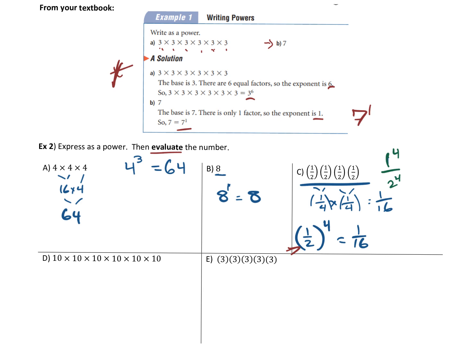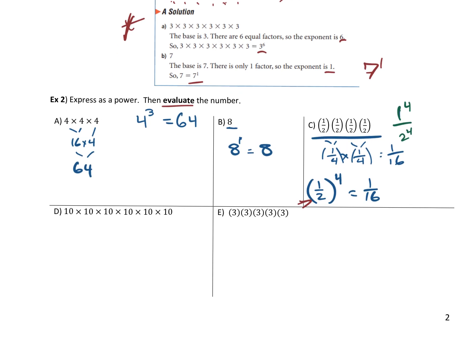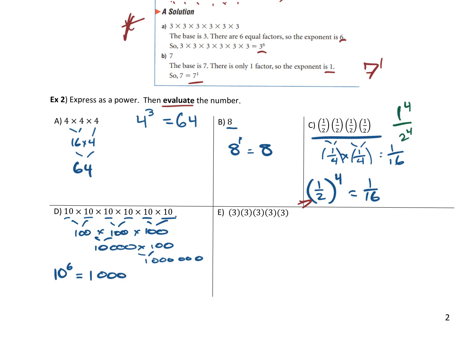In these last two, okay, we have two numbers. This one, my factor is 10, so we're going to go 10, and we have to figure out how many powers we have there. 1, 2, 3, 4, 5, 6. So we have 6 of them. Then we get 100 times 100 times 100. Okay. That's 10,000 times 100, which is going to give me 1 million. Okay, so 10 to the power of 6 is equal to 1 million.